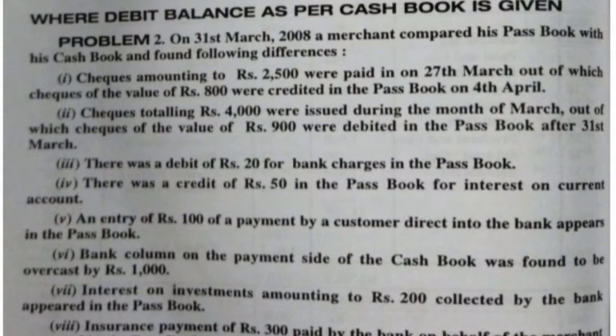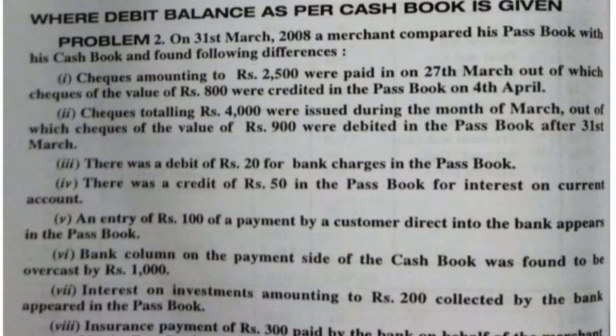So we will start with problem number 2 in your book. As I said, I will be referring from your book only. From problem 2 there are favorable balance problems. Problem 1 is an overdraft balance as per cash book, so it is an unfavorable balance, so we will solve it later on. First we will see the favorable balance problems.